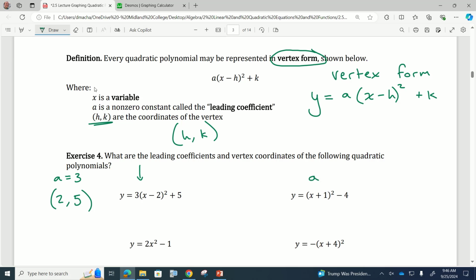What about this one? Leading coefficient is 1, and the vertex is at -1, -1.